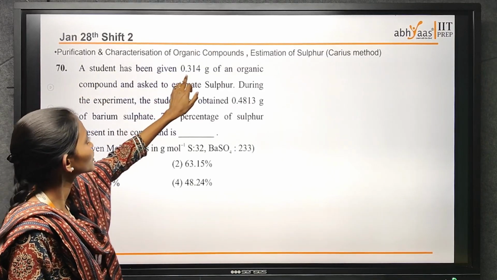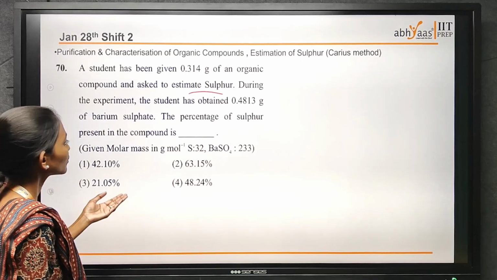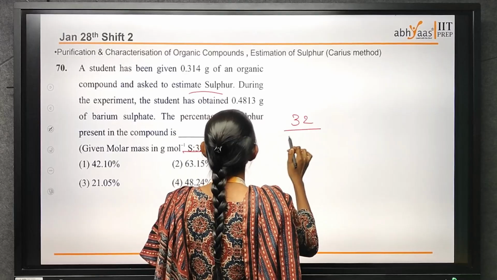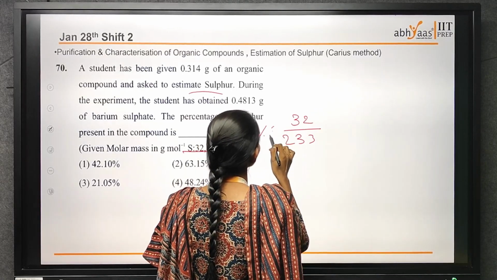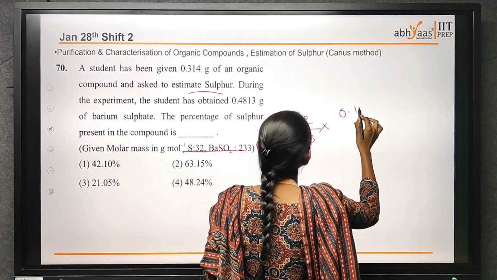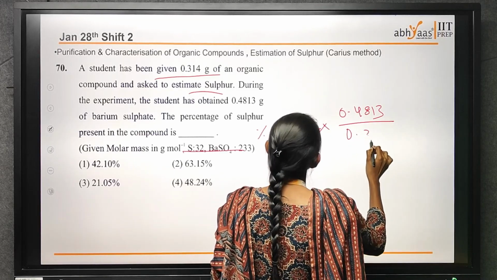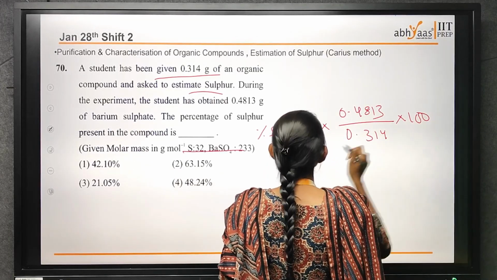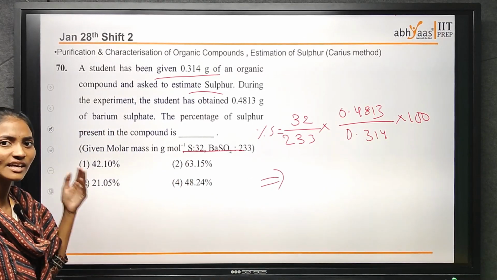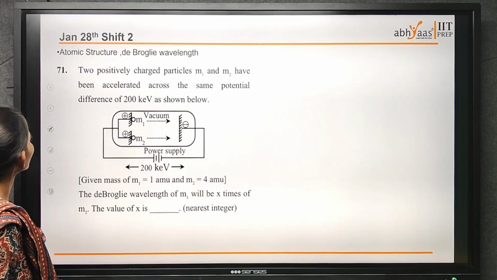A student has been given 0.314 grams of an organic compound to estimate sulfur. We have already discussed this very simple question: percentage of sulfur is equal to 32 by 233 times the weight of BaSO4 obtained, 0.4813 grams, divided by the weight of the organic compound, 0.314, into 100. Upon doing the calculation you get the nearest answer. Very easy question. Estimation of sulfur by the Carius method, like every year, we get this type of question. Moving on to the next question.